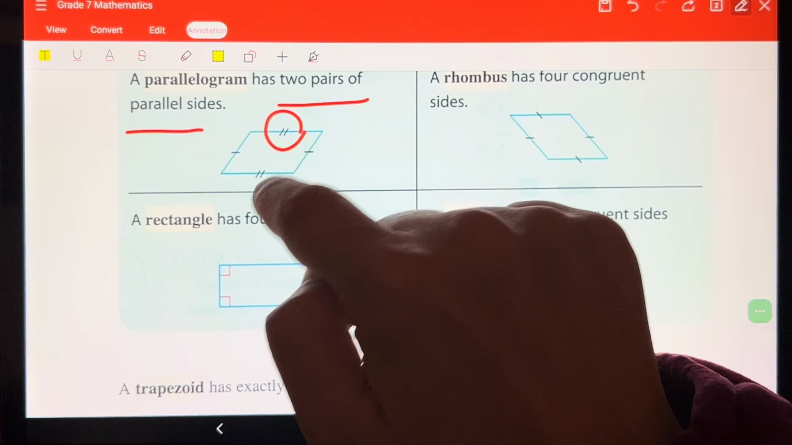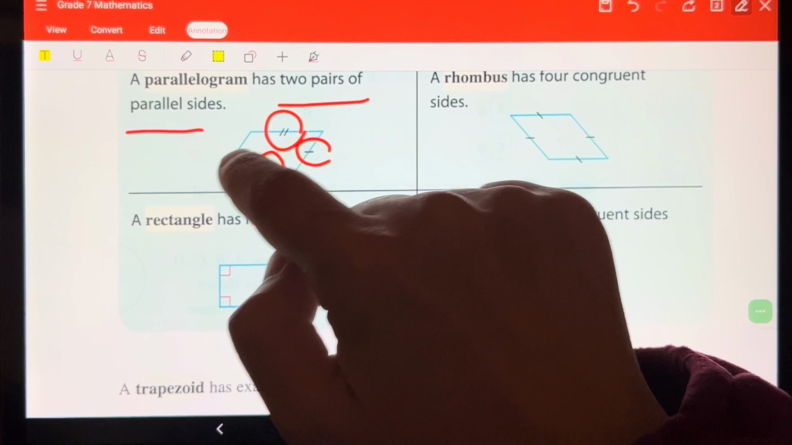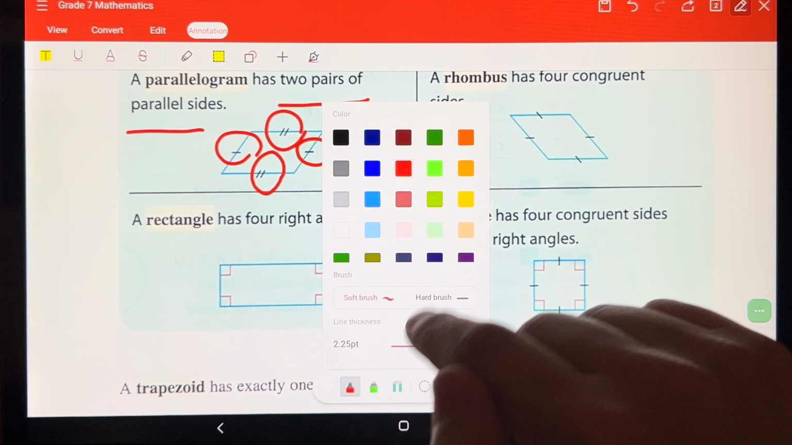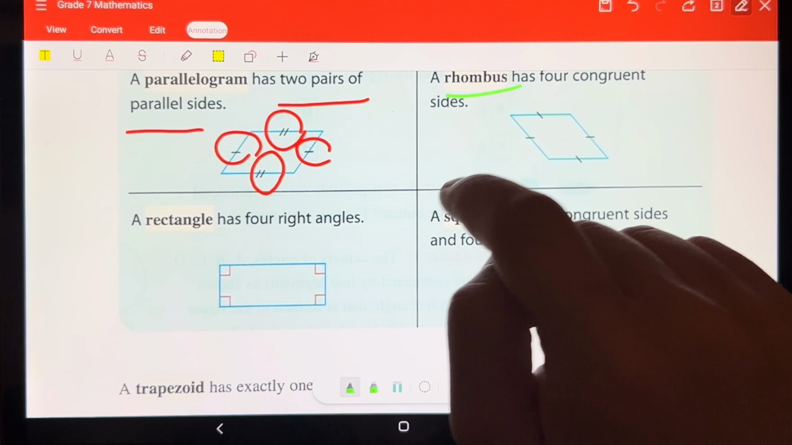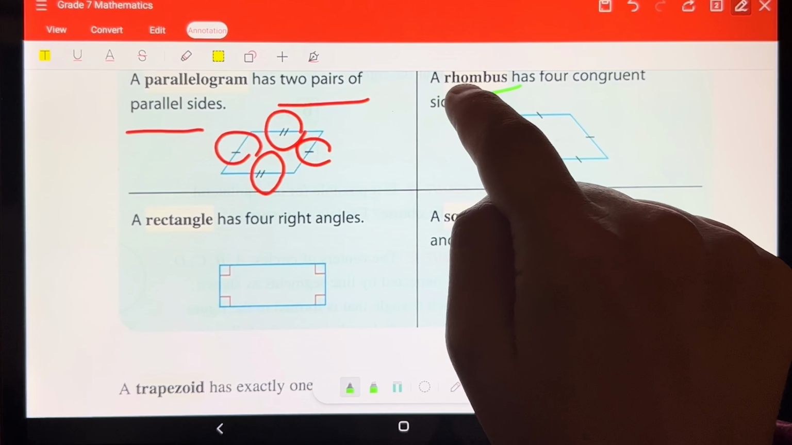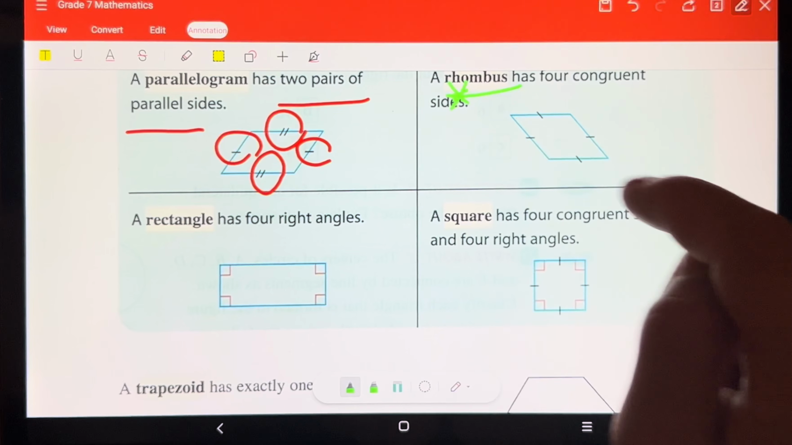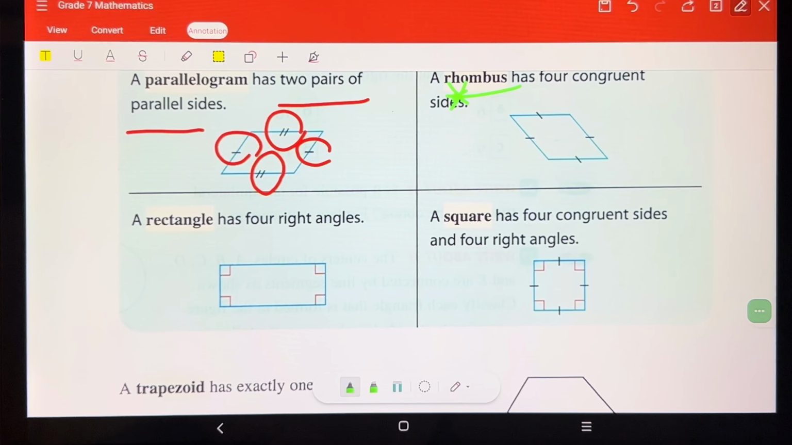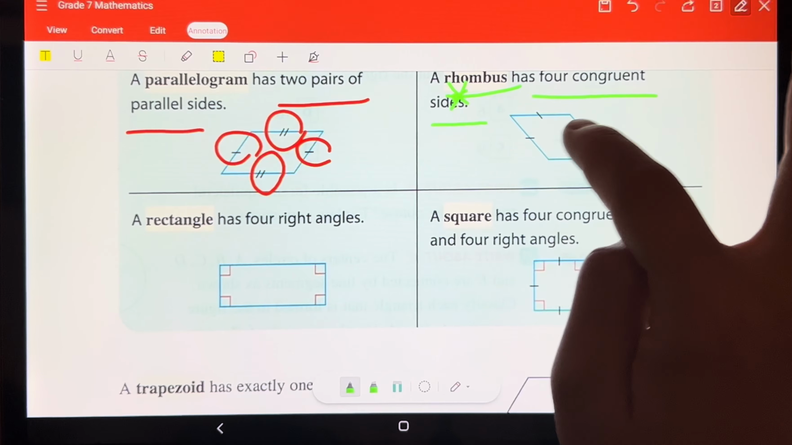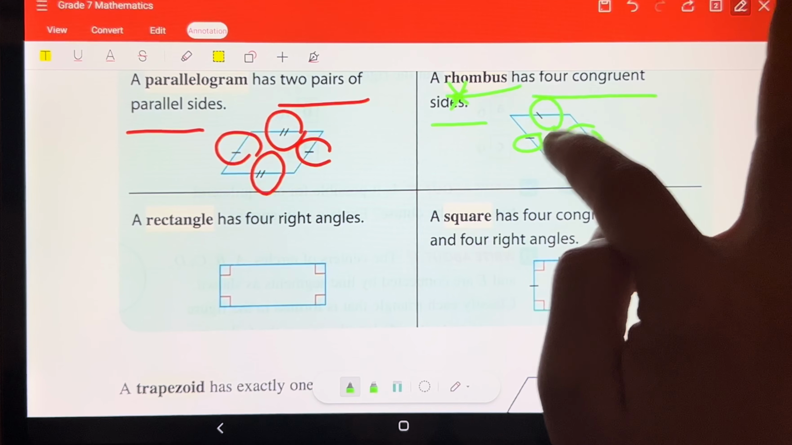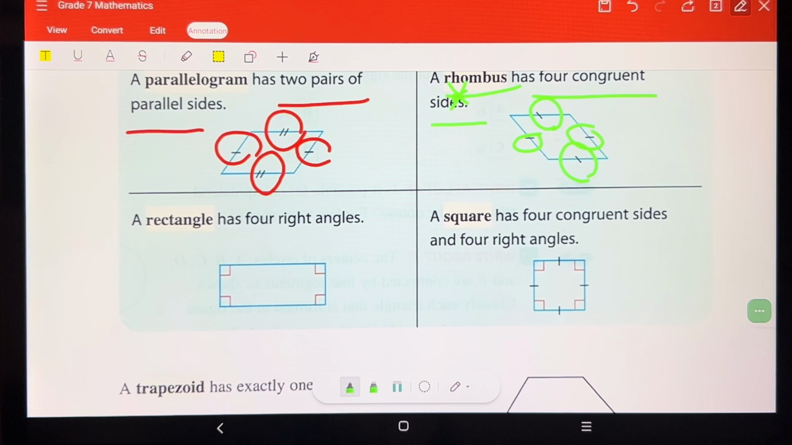So as you can see, 2 dashes here, 1 dash with 1 dash. Okay, that's a parallelogram. While a rhombus, be careful, the second letter, that's H, we're not gonna pronounce it. So it has 4 congruent sides. It looks like a baklava. All the sides are congruent to each other. Okay, we call this a rhombus.